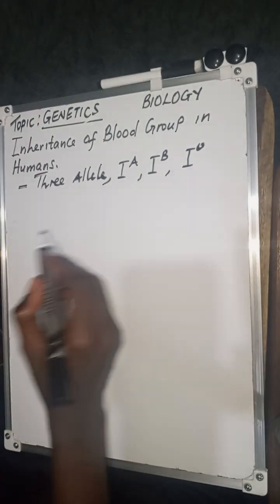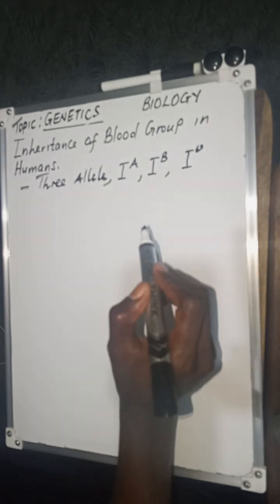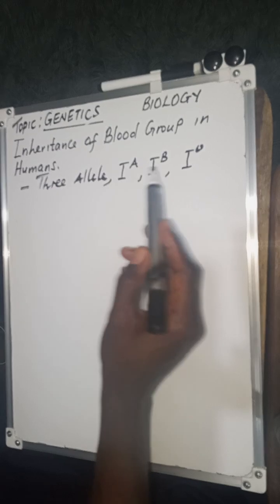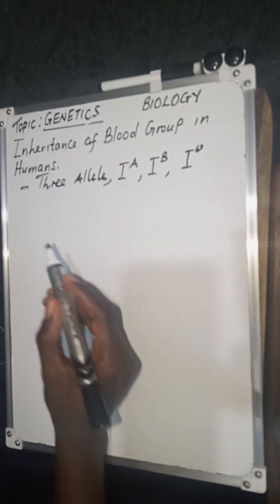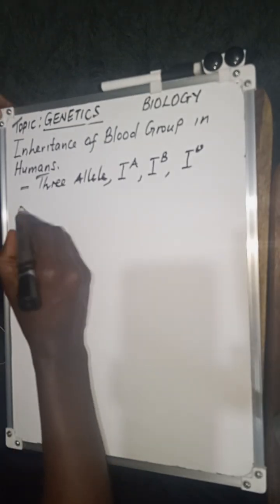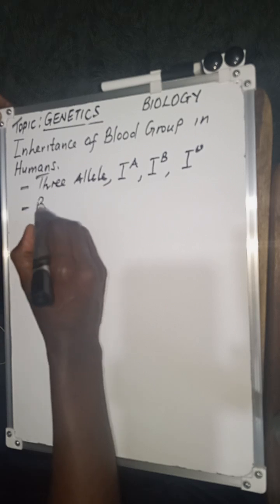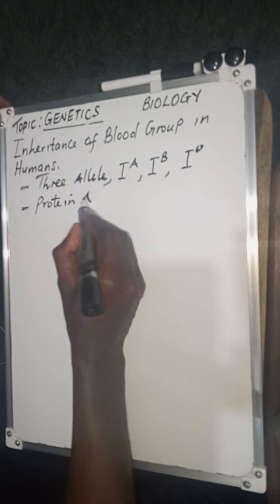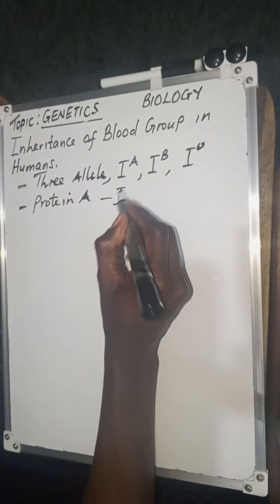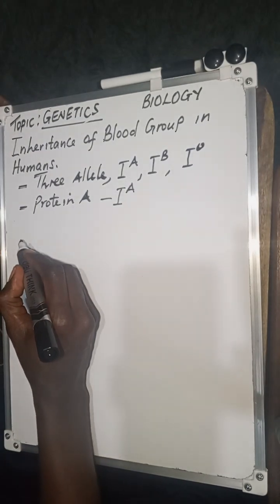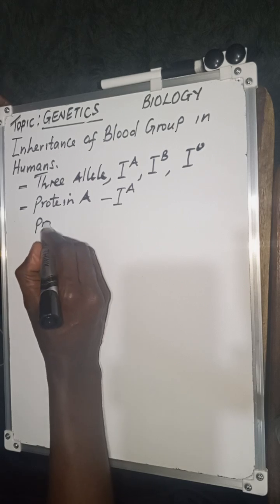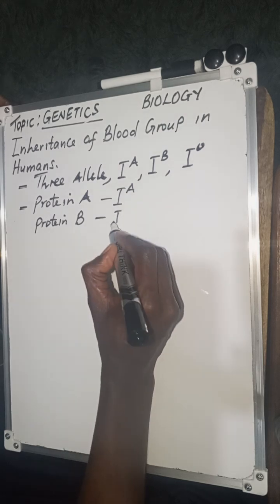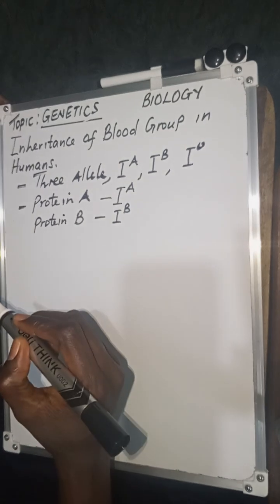It depends on the type of protein that is found on the surface of your red blood cells. These alleles are determined by looking at the type of proteins found on the surface of your red blood cells. For example, if on the surface of your red blood cells you have protein A, it simply means that you are coded as being allele A. If they find that you have protein B, it simply means that you are coded as being allele B.